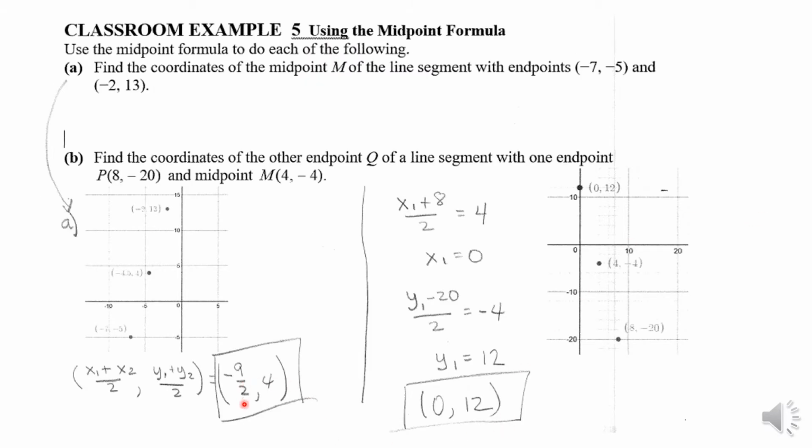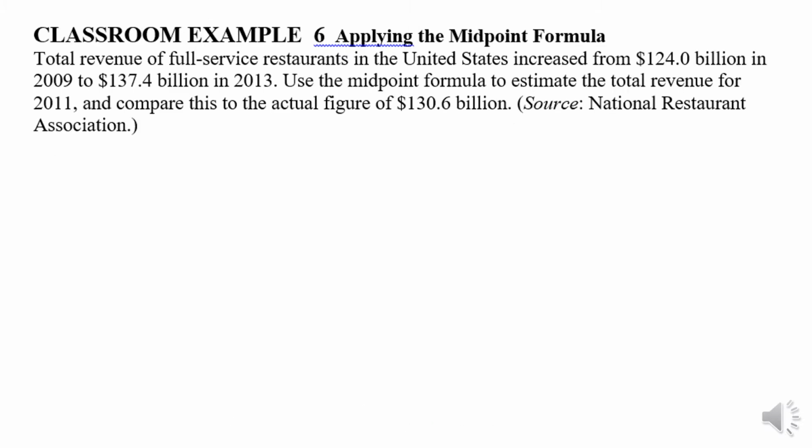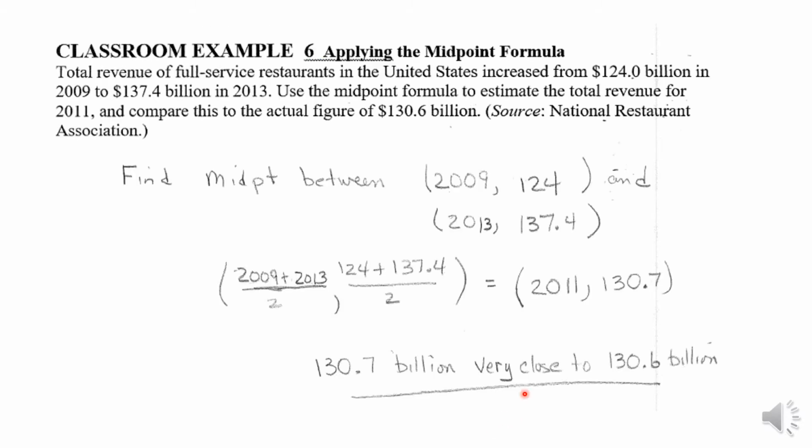The answer to A is (-9/2, 4). And the answer to B is (0, 12). Another guided study note example here. Pause the video now, do the problem, and then hit play to check your answers. Let's see how you did. So the midpoint is (2011, 130.7), and 130.7 billion is very close to the 130.6 billion.